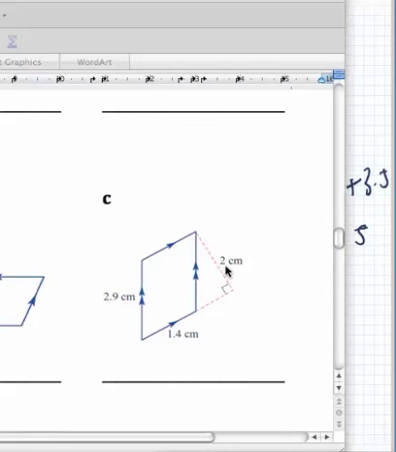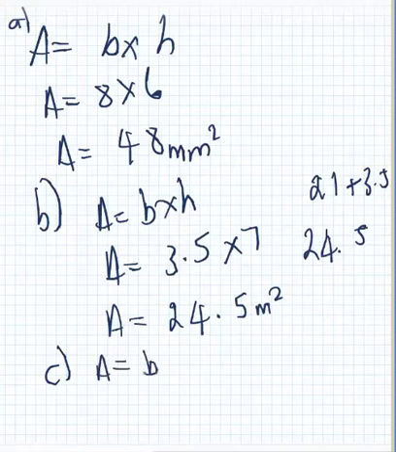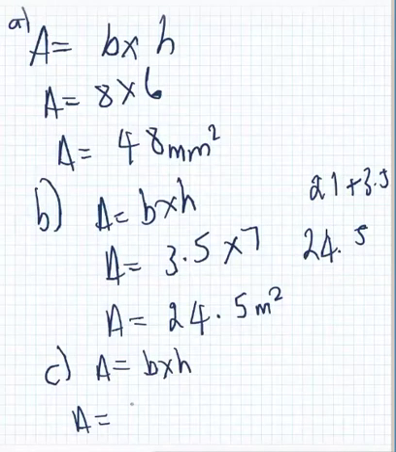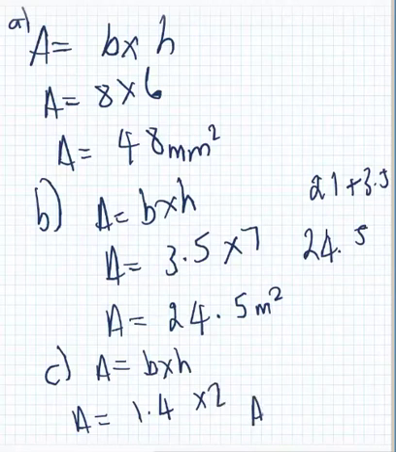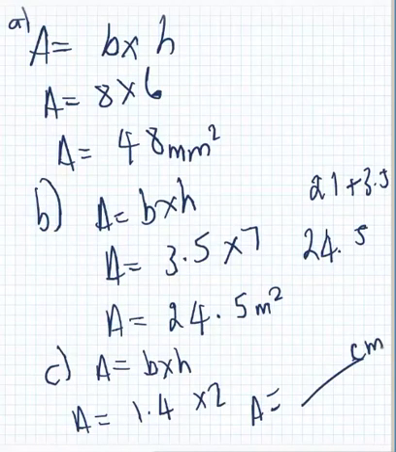So all I've got to do is go 2 times 1.4. For C, once again, the area of a parallelogram is base times height. Area is equal to, base is 1.4, height is 2. So 1.4 times 2. And so the area is, and that is something you can work out. And don't forget your units are centimeters squared.